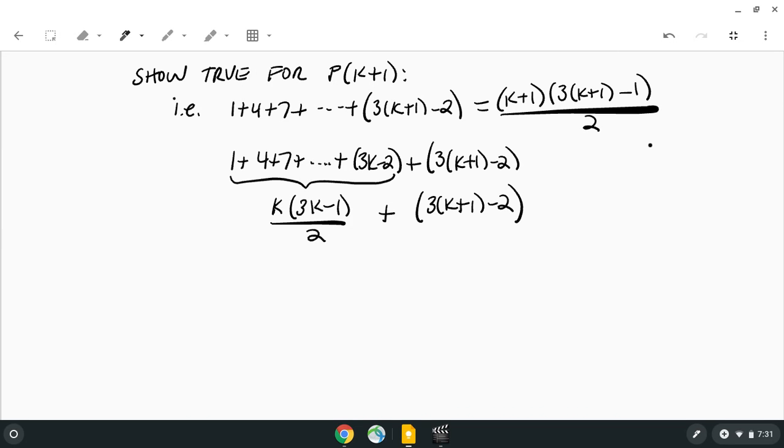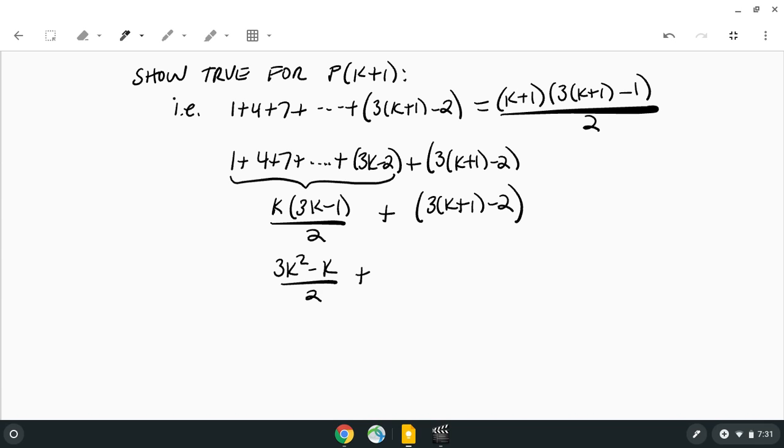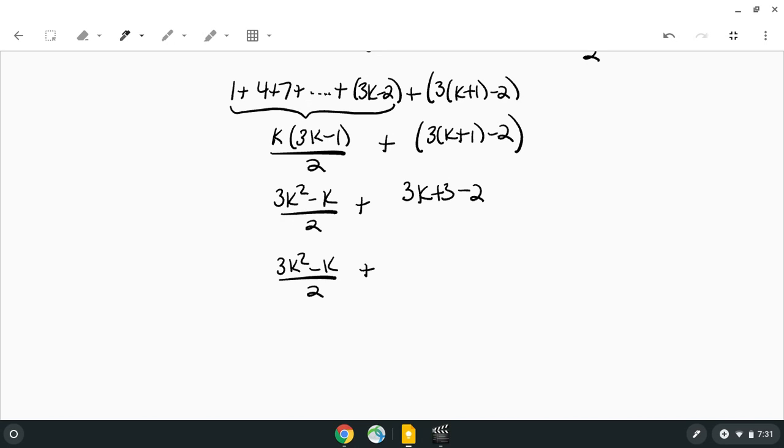Okay. Let's see here. I'm going to clean this up right now. Let's just go ahead and distribute everything, both of these. So before we get our common denominator, 3k squared minus k all over 2. And this one is going to be 3k plus 3 minus 2. And I can combine those two like terms. So I get 3k squared minus k all over 2 plus 3k plus 1.